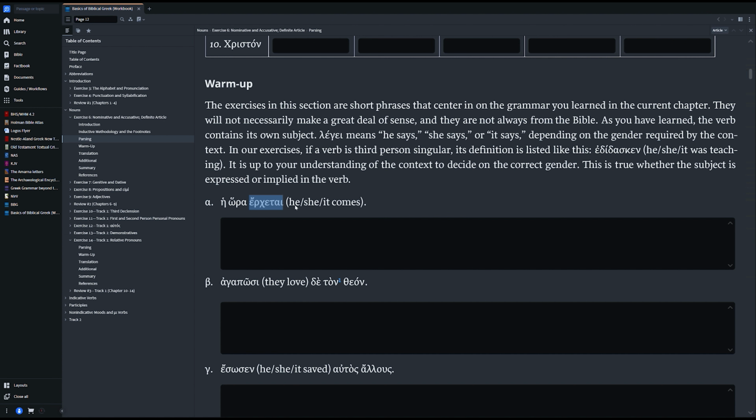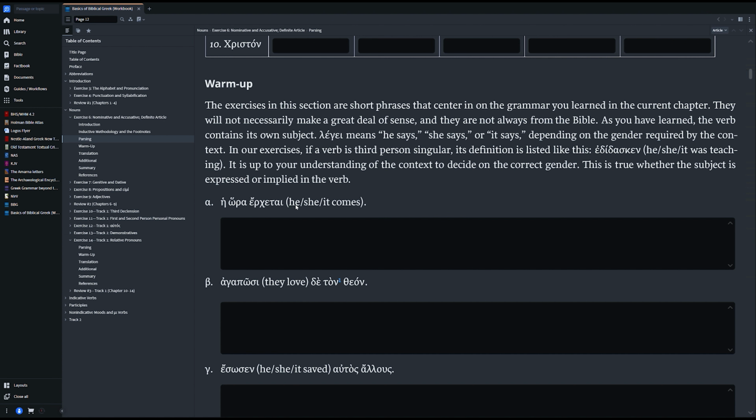So that's why they give you in parentheses the meaning of it. If there's a word that does not have parentheses after it, it means you've already learned it in your vocab, or you should have. So you should be able to look in your vocab list and this word will be on it. This one will not be on it. So that's why Mounts gives it to you, because there's no way you're going to know. So ergete means he, she, or it comes.